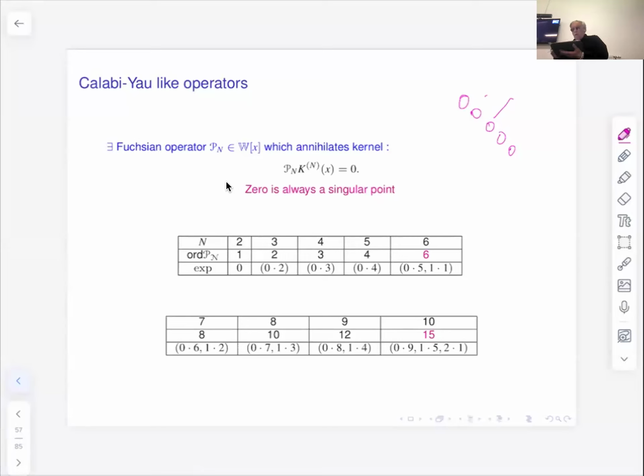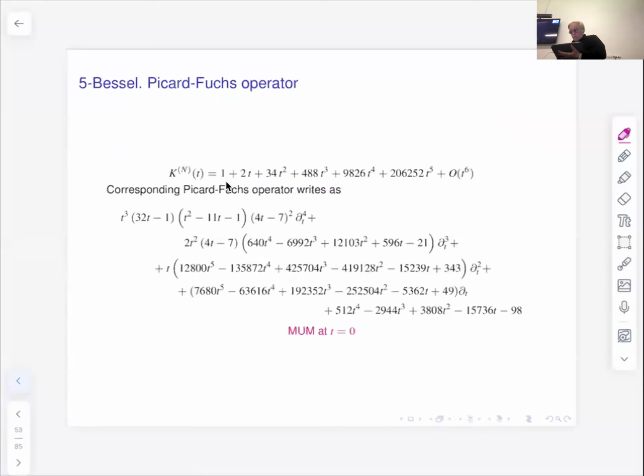What it gives you is the possibility to write Picard-Fuchs equations for n equal to 5, but not for n equal to 6, because at t equal to 0 we have no more MUM point. And what can we do for this? Well, we can do the same as physicists did for the quintic and for Calabi-Yau.